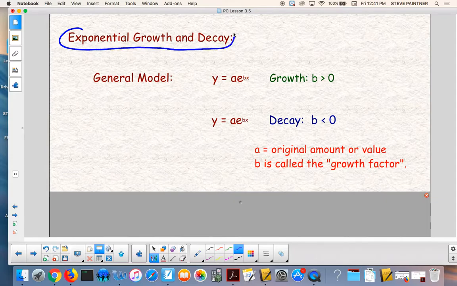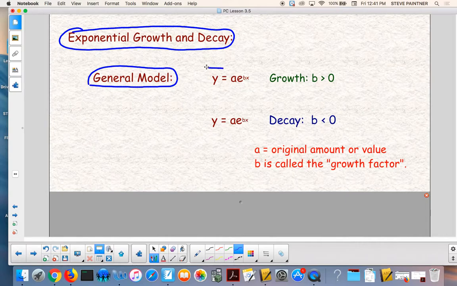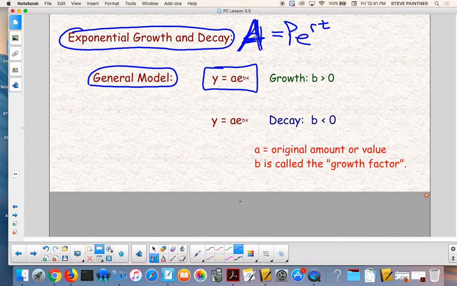Okay. You and I are going to do story problems and exponential growth and decay. And here is the general model, the model that looks like growth and decay. Y equals a times e to the bx. Now, normally you think of it like this. This is how you think, right? Whoops, that's pert. A equals pert, okay? That's how you guys think of it. It's the same thing. They just change the letters.